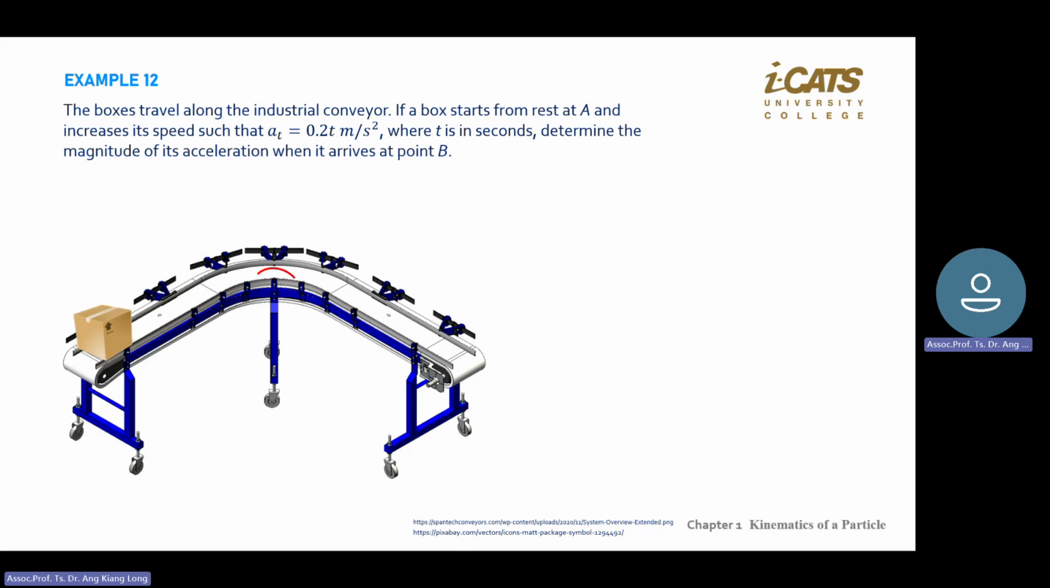Okay, this is the application of curvilinear motion. If you have problems of this kind in industry, like a conveyor, and you need to send the object to one location, traveling on the conveyor. If the box starts from rest, the V is given, and it increases speed as the acceleration is given, determine the magnitude of acceleration when it reaches point B here. There's a curve.